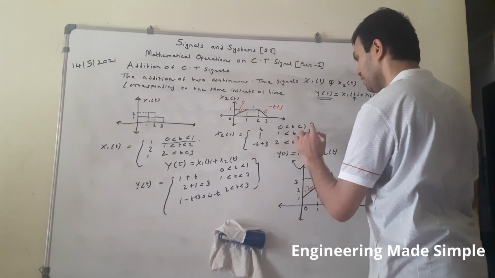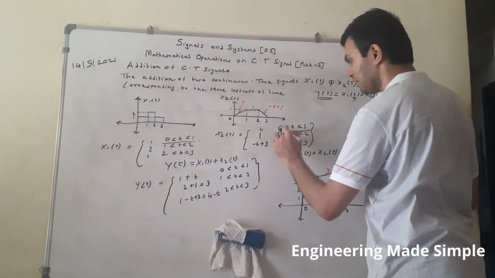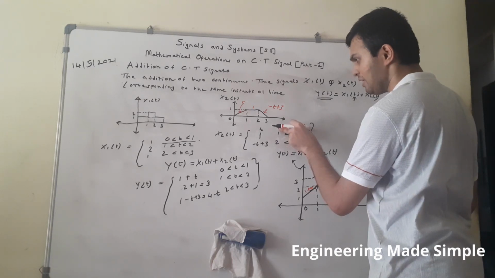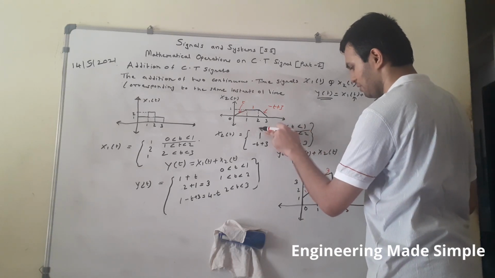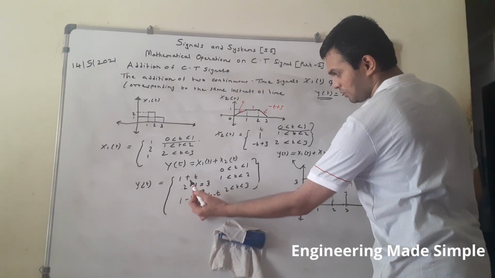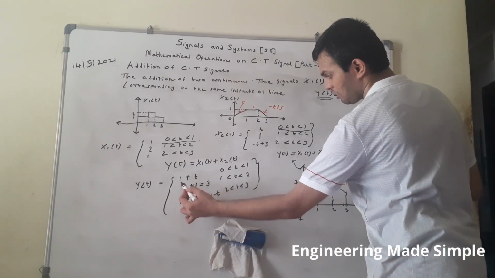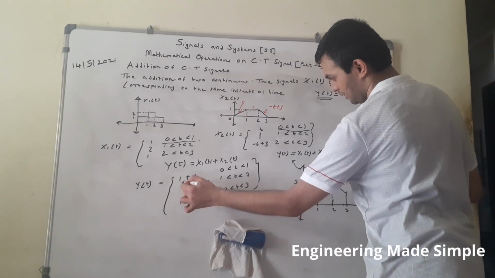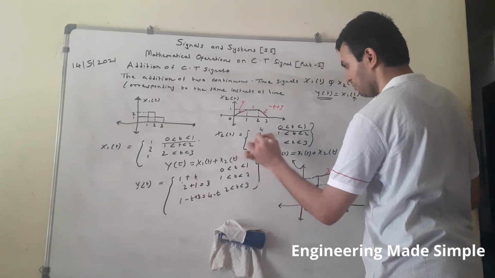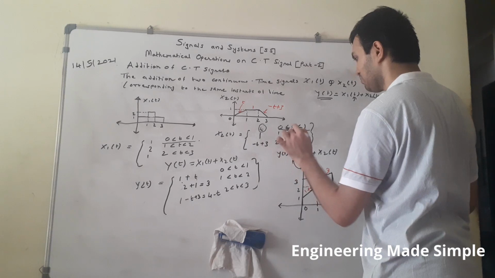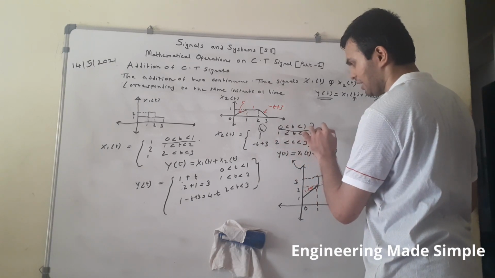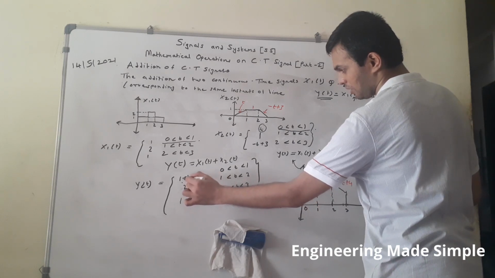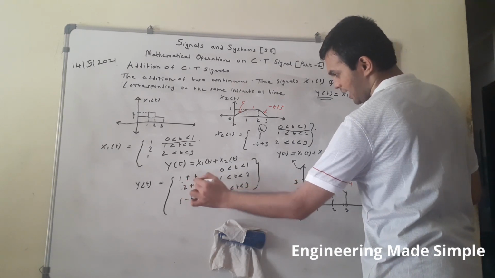And what is the amplitude value of the given signal x2(t) in the same time interval, 0 less than t less than 1? Its value is t. So when we add these two signals to get the signal y(t), what was the value between 0 and 1? The amplitude value was 1 for the signal x1(t). Now we add the x2(t) value. What was the value of x2(t) in this interval, between 0 and 1? It was t. So I add these two, that is 1 plus t.